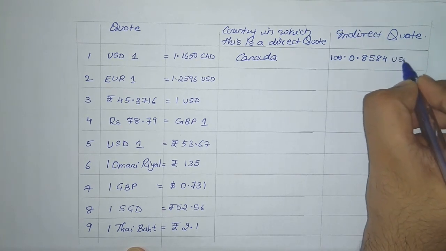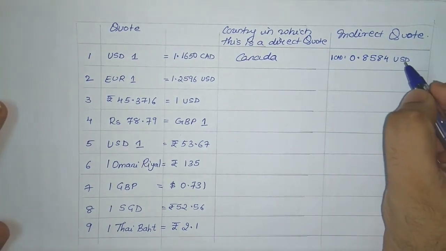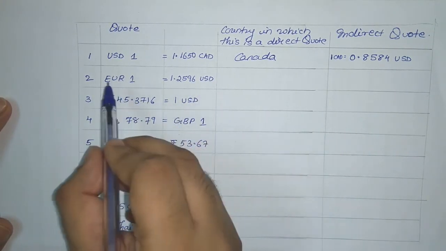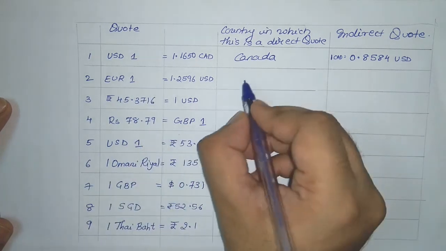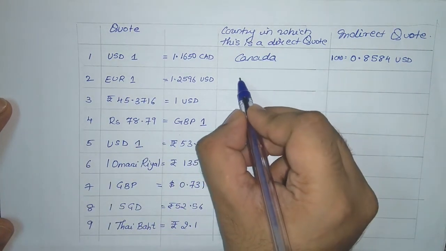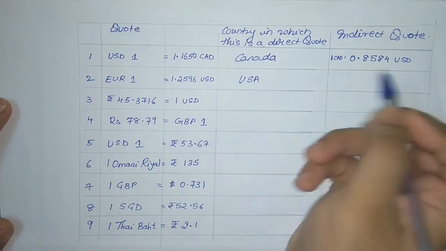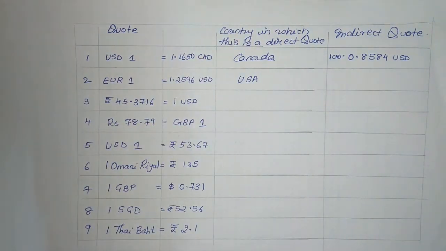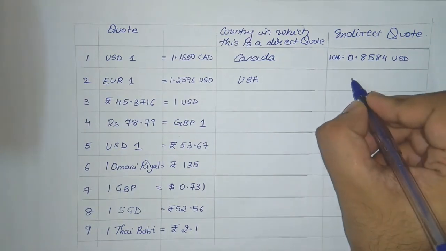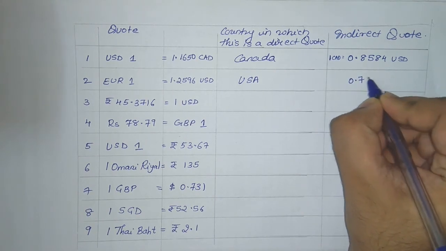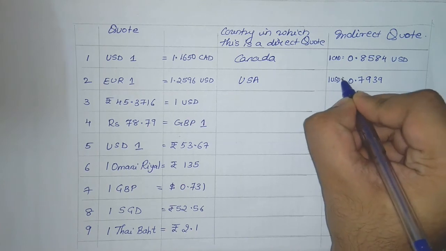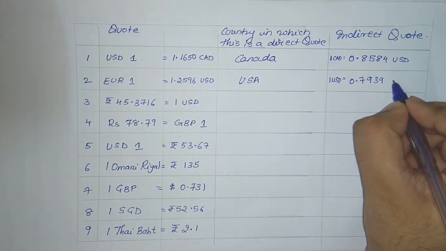So here 1 Canadian dollar is equal to 0.8584 USD. The next, 1 euro is equal to 1.2596 USD. Euro is the base currency. So your country in which it is a direct quote will become USA. In order to find the indirect quote, it will be 1 divided by 1.2596. So here it is 0.7939. So 1 USD is equal to 0.7939 euro.